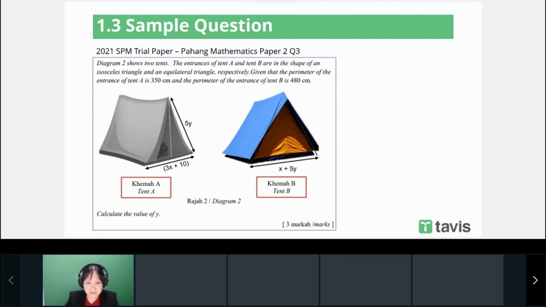Pahang question. This one also, honestly, is not too hard. I think this question is easier than the previous question, because in the previous question you need to think. You need to know you are supposed to use the formula from the formula sheet. This one, I think no need. Okay, so you read the question first. Let me copy and paste the question.